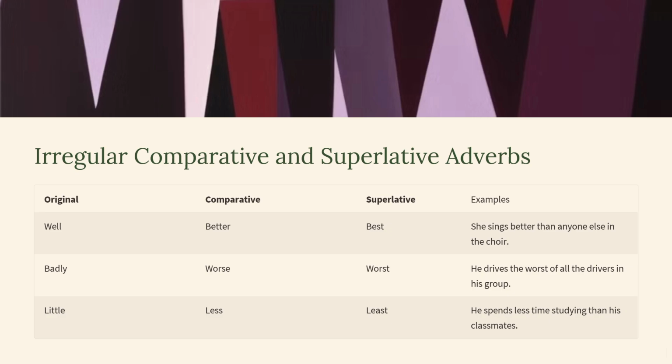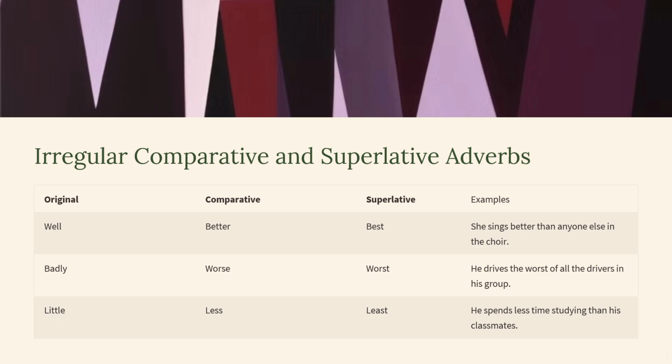Okay, so here we have a few of the most common irregular forms to know. The word well becomes better in the comparative form and best in the superlative form. Now, badly changes to worse for the comparative and worst for the superlative. Then we have the word little, which becomes less in the comparative form, and then least in the superlative form.